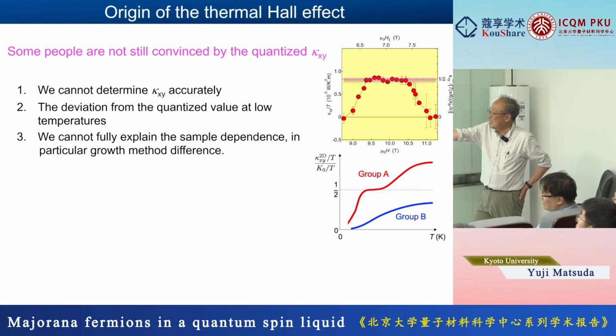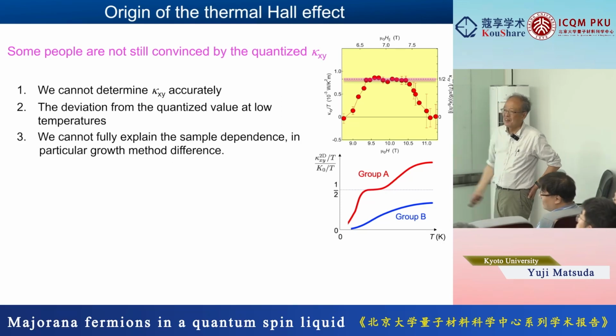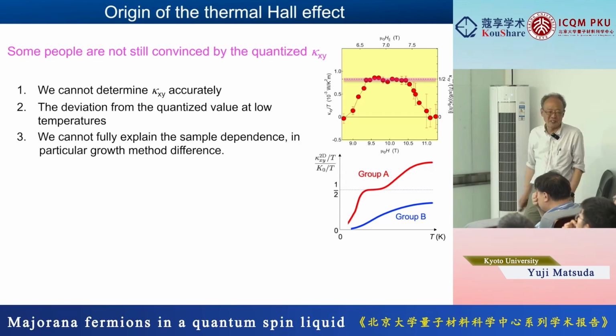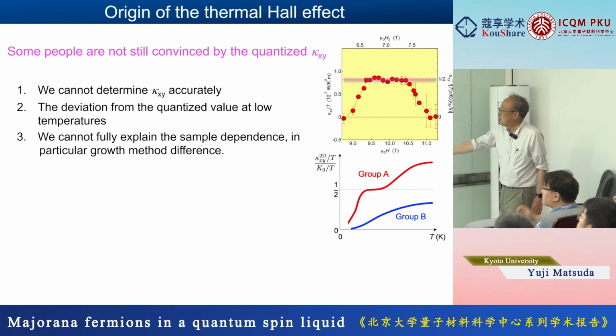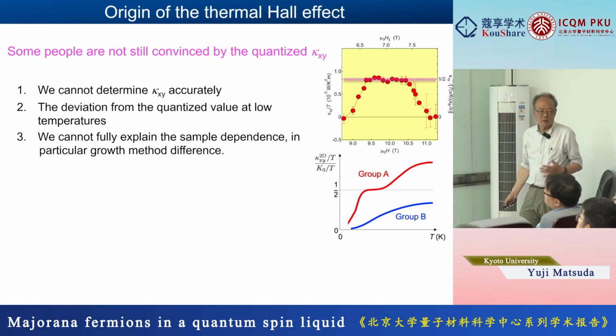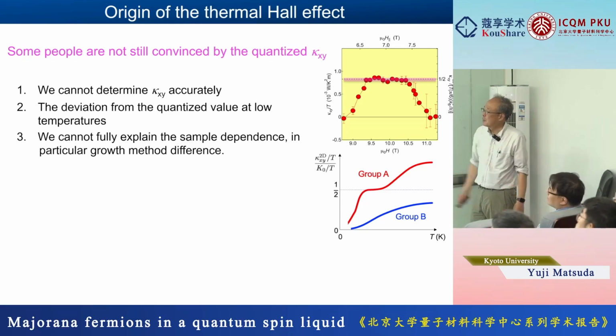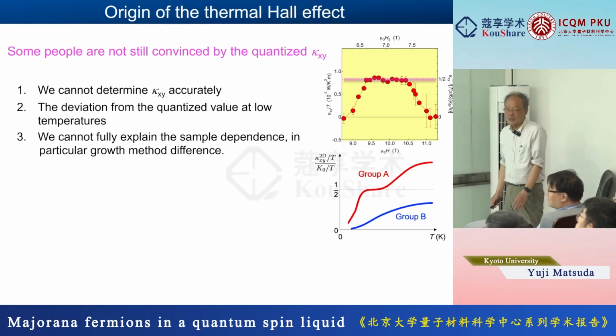The reason is that we cannot determine kappa XY accurately. Some people say this is not exactly quantized, but this is a thermal measurement, so we have an error of about plus or minus 5%. Second, deviation from the quantized value occurs at low temperature, possibly due to decoupling of phonons and edge current. Third, we cannot fully explain the sample dependence, in particular the growth method difference.